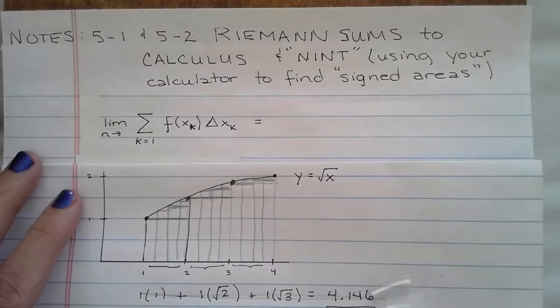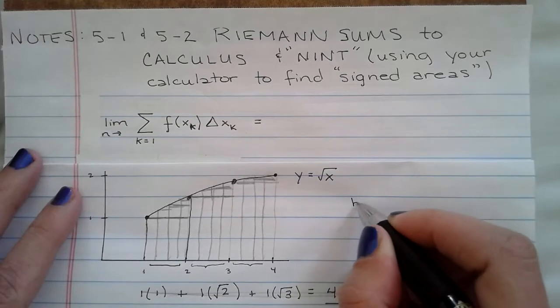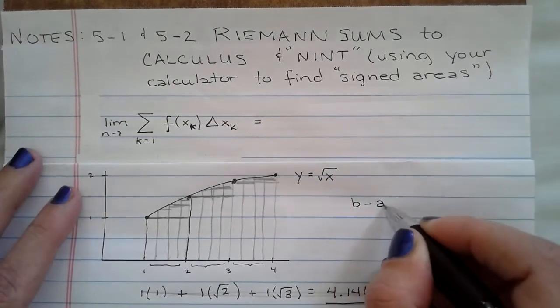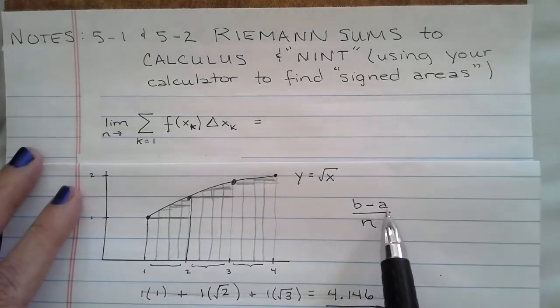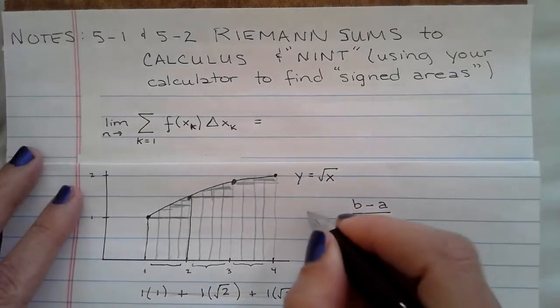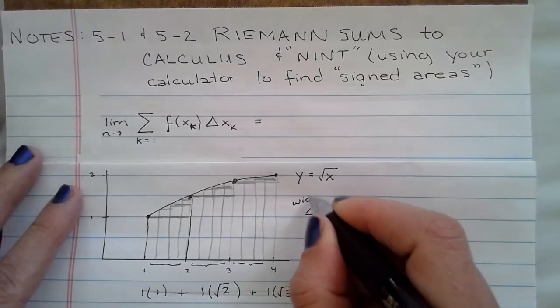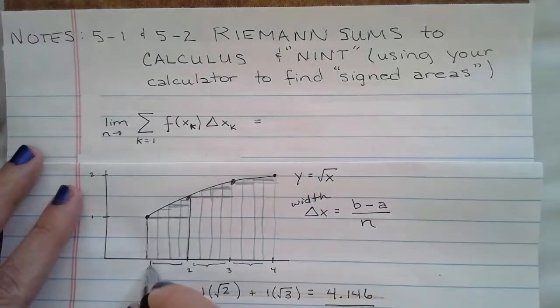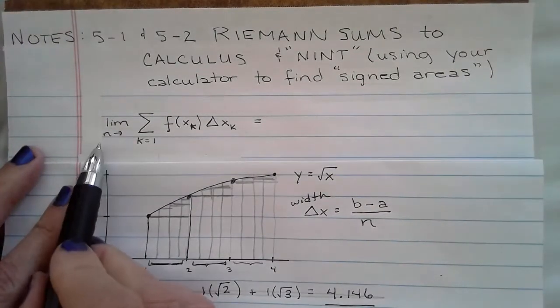Remember n was the number of rectangles that we used, and if you didn't know how many you needed, for the width of each rectangle you could take 4 minus 1, because that was the interval endpoints, and divide it by 3, and we got that each one should be 1 wide in the other video. This just tells you the change in x, the width of each rectangle, this distance that we were looking at here. So let's say that we want to use n as the number of rectangles.